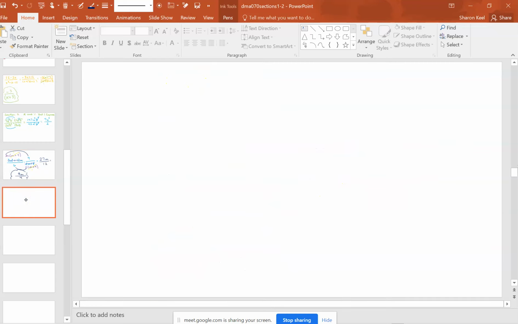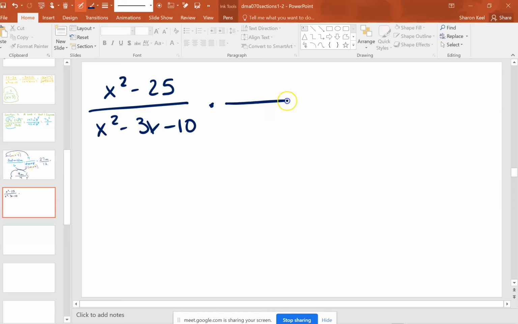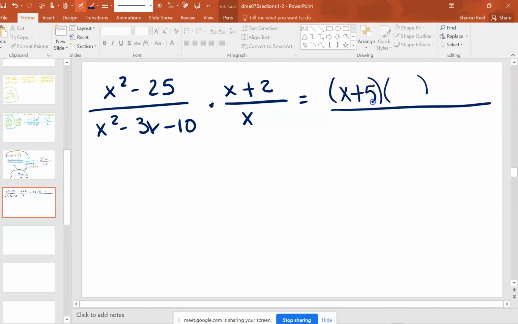Okay. Let's do one more multiplication, and then we're going to move on to division. Okay, so for here, I have x squared minus 25 over x squared minus 3x minus 10 times x plus 2 over x. So everything needs to be factored. In this numerator, this can be factored into two terms. It's going to be x plus 5, x minus 5. It's the difference of squares.